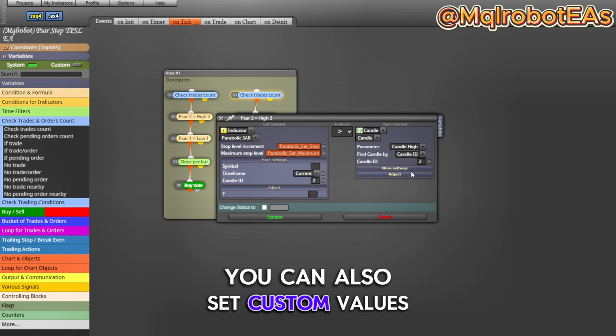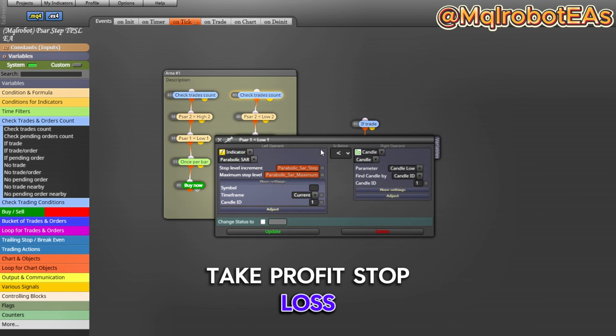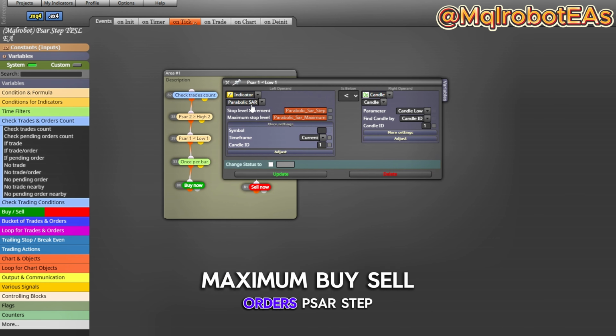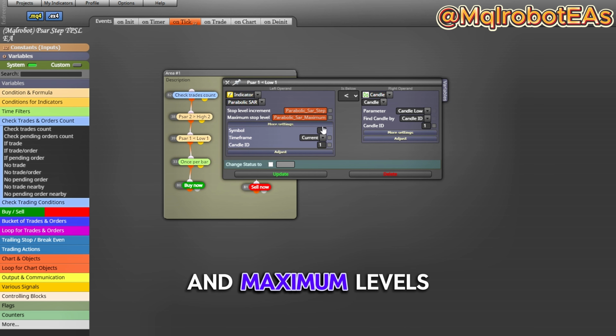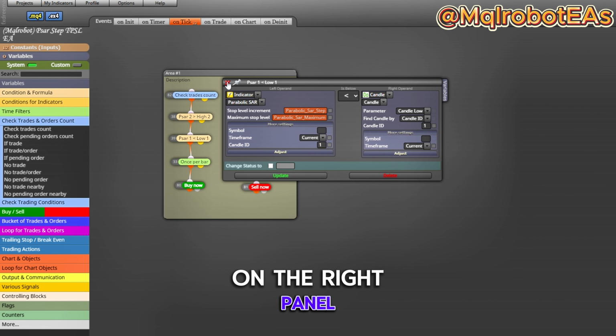You can also set custom values for lot size, take profit, stop loss, maximum buy and sell orders, SAR step, and maximum levels. All these are adjustable via input constants on the right panel.